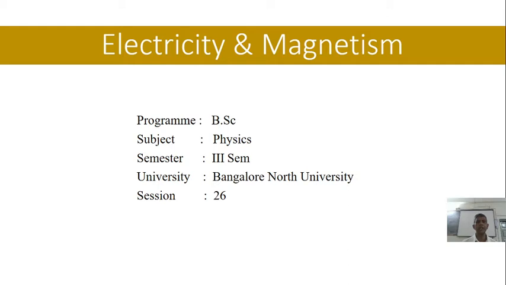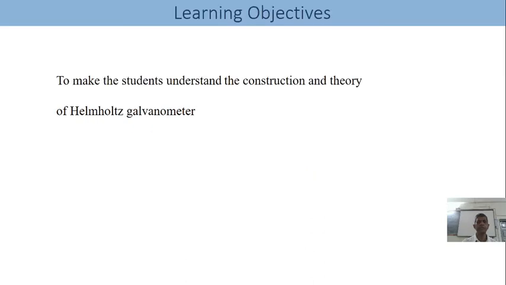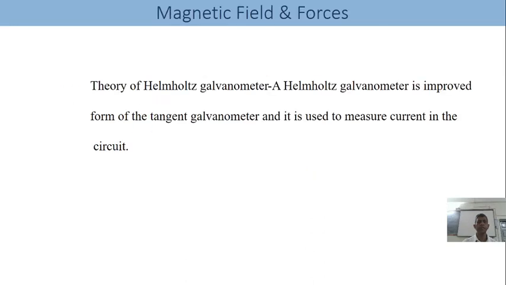In electricity and magnetism, today I am going to discuss the tangent galvanometer, that is, the Helmholtz tangent galvanometer. Here, the theory of the Helmholtz tangent galvanometer. A Helmholtz galvanometer is an improved form of tangent galvanometer and it is used to measure current in the circuit.